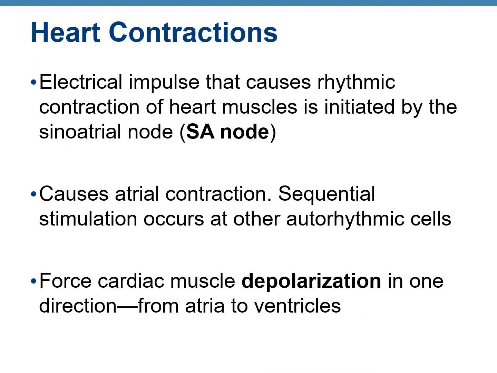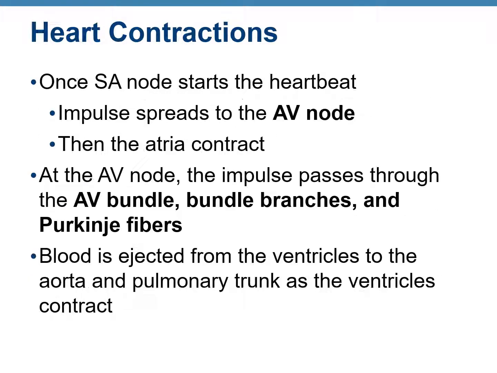So remember that electrical signaling starts at the SA node. This is where the heart contraction begins. When it starts at the SA node, both the atria contract. Okay, so what is exactly happening? If you remember from the nervous system, there is depolarization of the cardiac muscle. This is in one direction, from atria to ventricles.